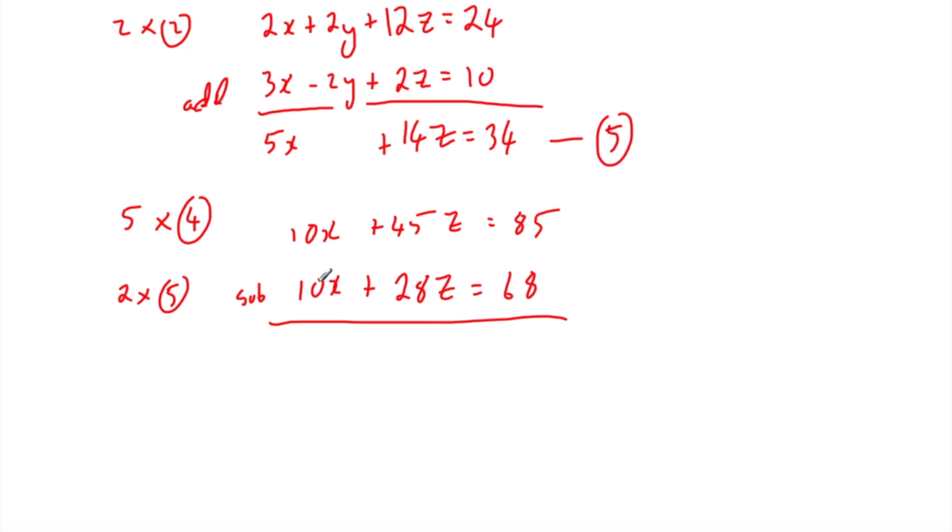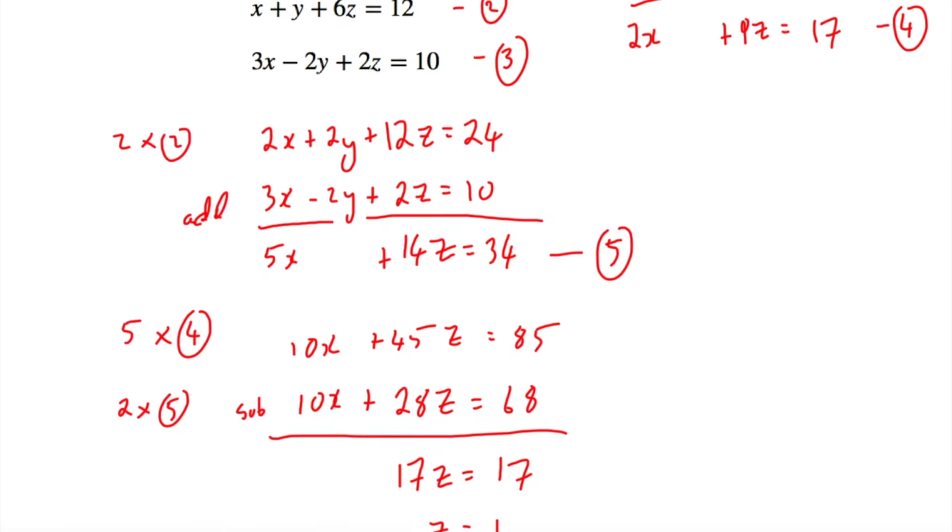So 10x take away 10x is 0. 45z take away 28z is equal to 17z. And then 85 take away 68 is equal to 17. Oh, so that's fantastic. We've got 17z equals 17. We can divide both of them by 17 and we get that z is equal to 1. So that's fantastic. So now we've got z is equal to 1.